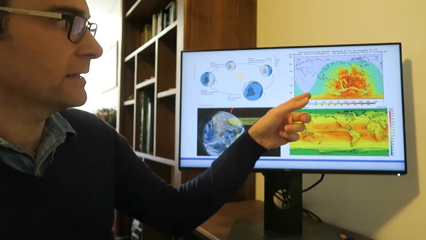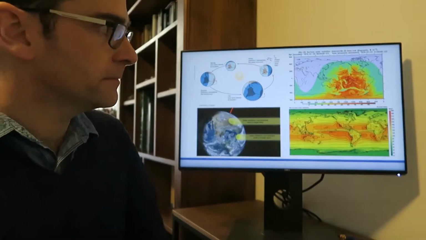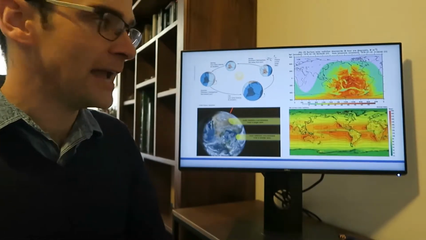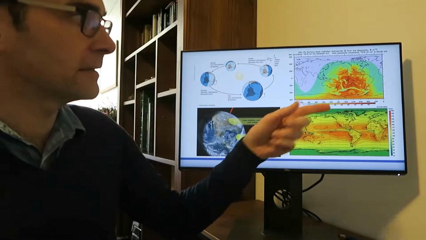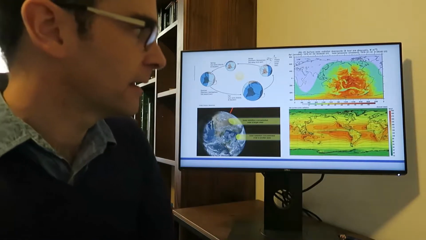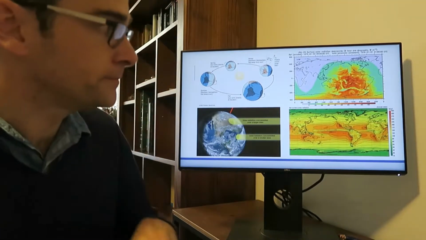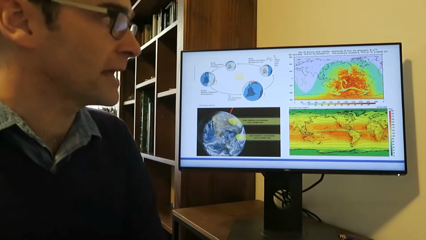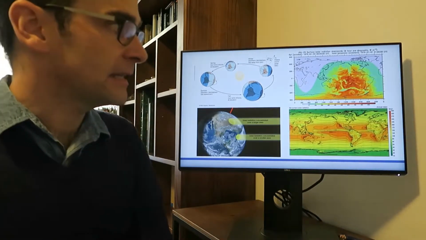Now what we can see over here is that process in action, on any particular day. If we were just looking at, I believe that's the amount of solar radiation hitting the Earth's surface.